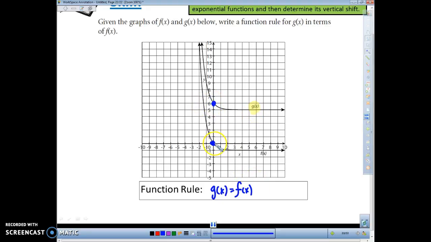So from f of x, how much do I shift up to get to g of x? Well, we go up 1 unit, 2 units, 3 units, 4 units, 5 units, 6 units. So g of x is really f of x plus 6, right? We just added 6. Make sure you get that. That's example number 1.